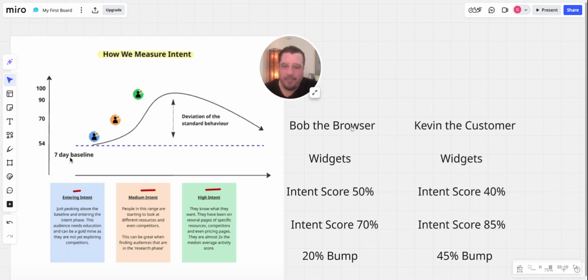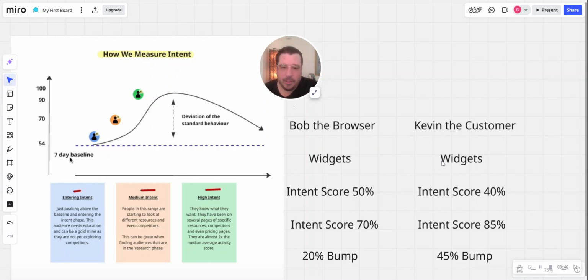Now I'm going to address Bob the Browser and Kevin the Customer. They're both in the market for widgets. Bob the Browser has a consistent intent score of 50%. He's always researching. He is interested in widgets, but he never moves on to looking at pricing pages or actual competitor websites or looking at reviews. He's just a blog post reader. He's just kind of interested in the topic. So he has an intent score of 50%.